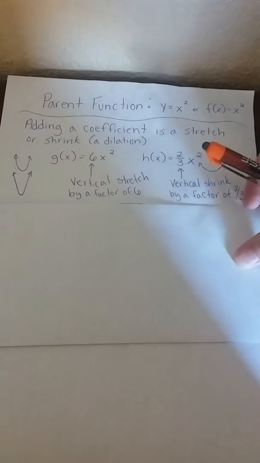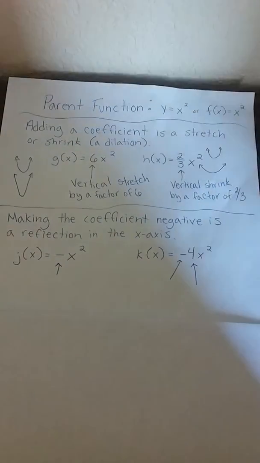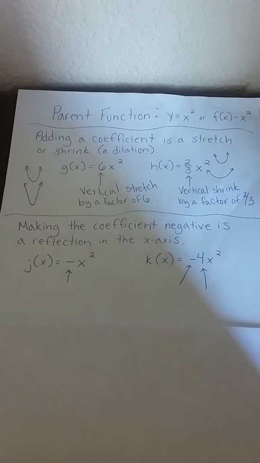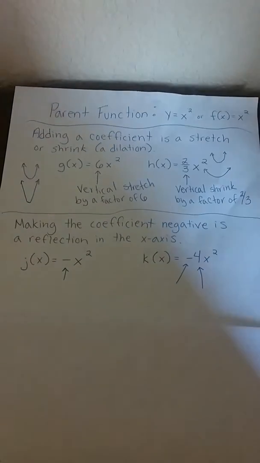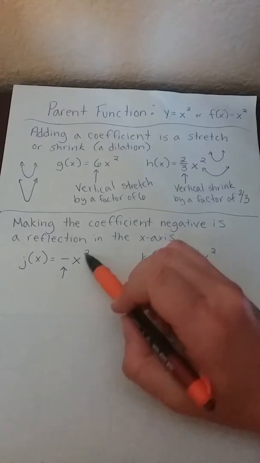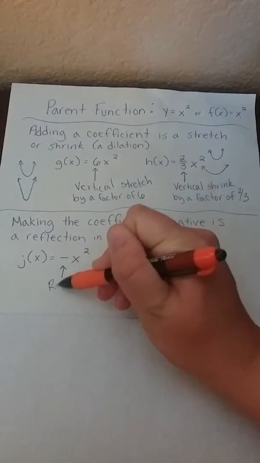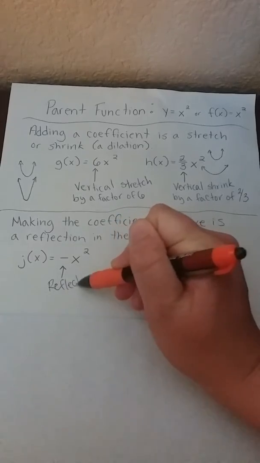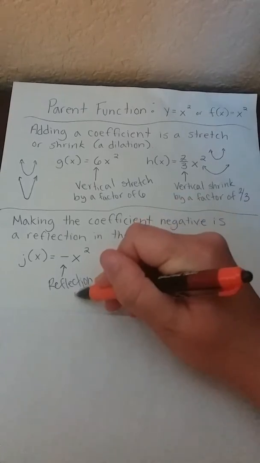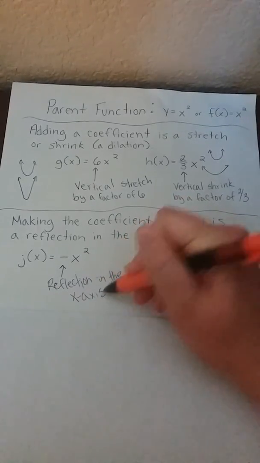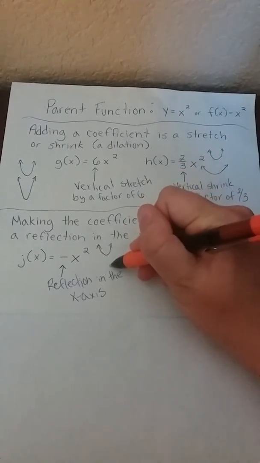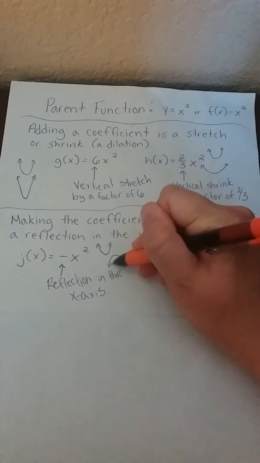Another way that we can alter our parent function is by making the coefficient negative. Making the coefficient negative is a reflection in the x-axis. So we could just put a negative in front of the parent function, and that's a reflection in the x-axis. What that means is it's going to flip over. So instead of being a U shape like this, it's going to flip over and be a curve like so.